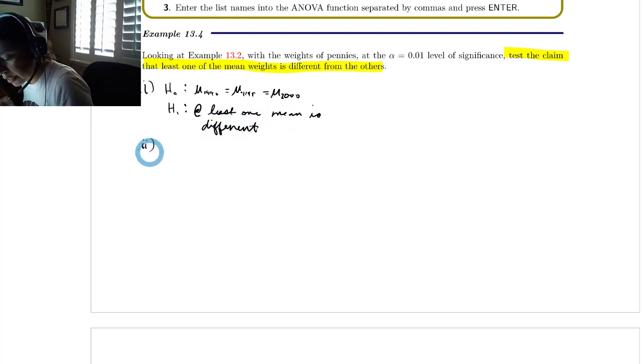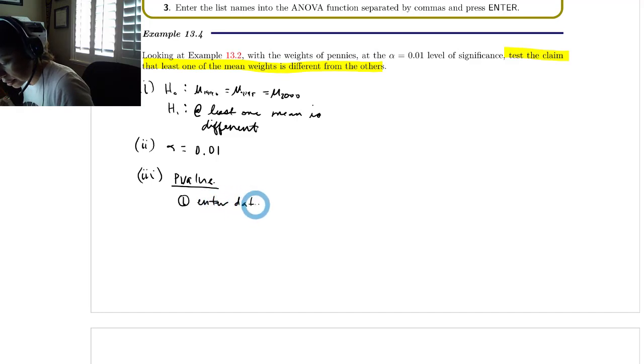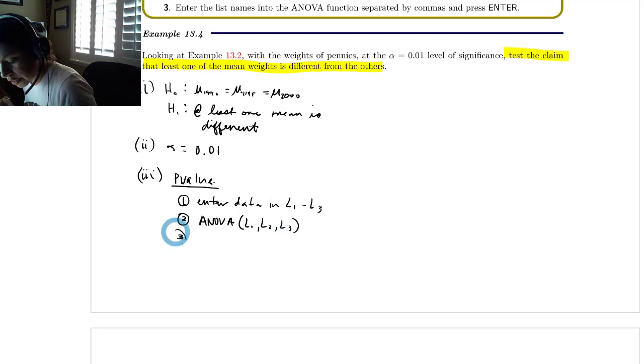Okay, the second part would be to identify the alpha, and they give us the alpha to be 1% or 0.01. The next part would be the p-value. So the p-value here would be, the first step would be to enter data in a list, List 1 to list 3. Then you can run the ANOVA test on the 3 lists, and then you can get the p-value.